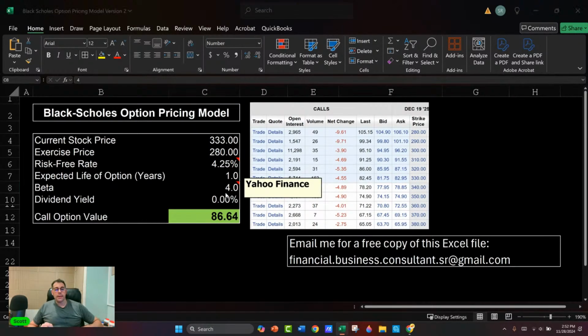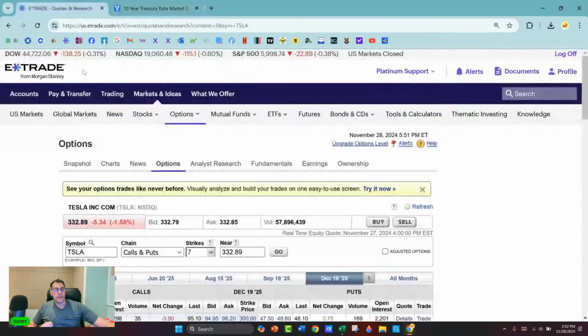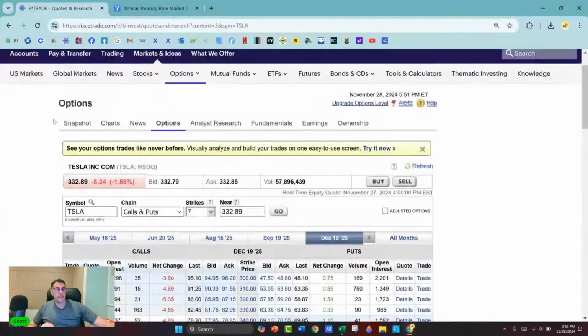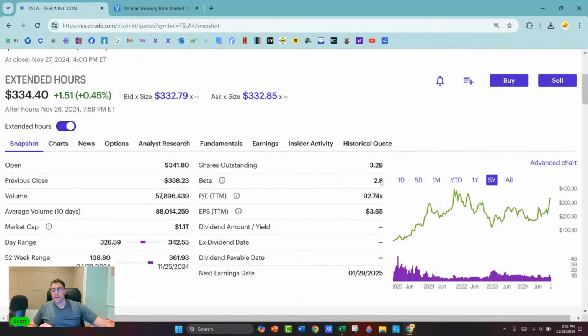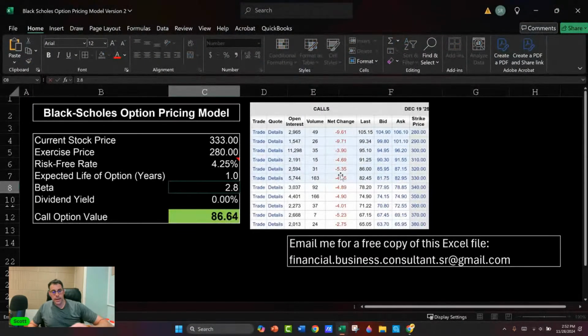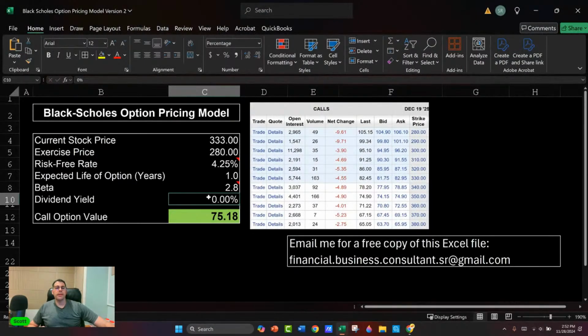Beta depends on the stock. That's how volatile the stock is. Most websites will give you beta. It's pretty high, 2.8. And then the dividend. They don't pay a dividend.